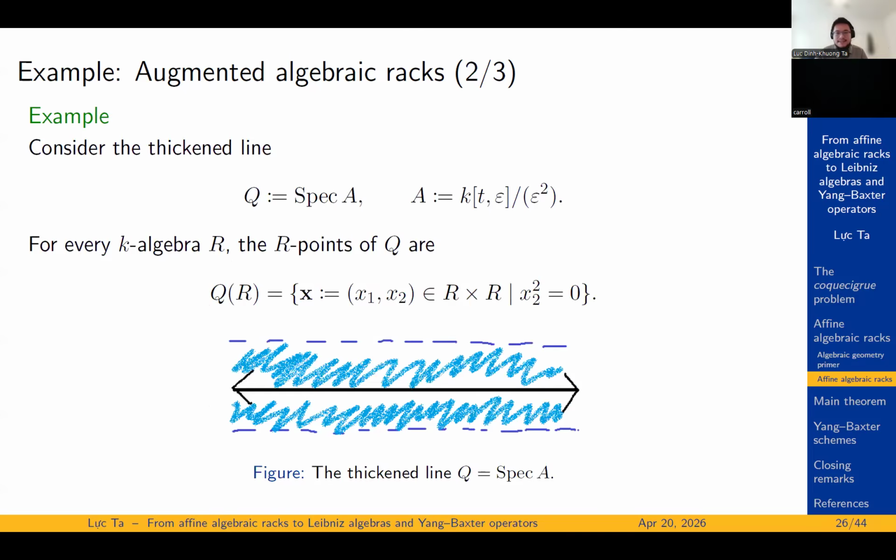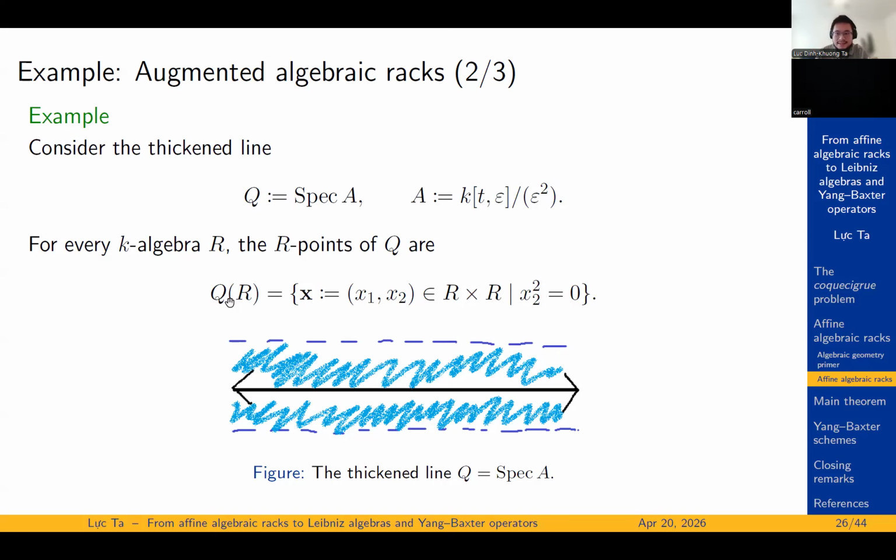But what's nice about using schemes is that now we can consider spaces that have singularities. So now I can construct some pretty unique rack structures on spaces with singularities. As a simple example, consider the ring that's this polynomial ring over the dual numbers. If you look at its spectrum, then that's an affine scheme that we call the thickened line. So geometrically, you can visualize this as just a line with some infinitesimal thickening around it.